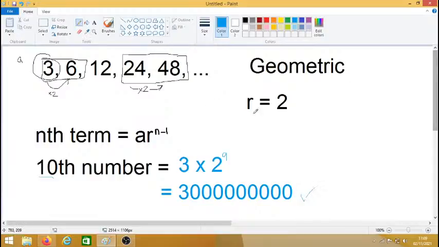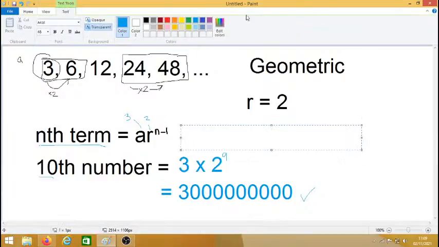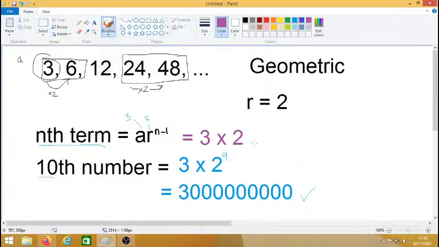How would you work out the nth term? We've got the formula here, so we just need to put the numbers in. A is 3, R is 2, and because we're working out the nth term, that's a general formula. We don't need to put anything in for n, we just leave n as n. So the nth term would be 3 times 2 to the power of n minus 1. And just leave it like that. There's no need to try and simplify it by multiplying the 3 and the 2, because the 2 has got a power next to it, so you just want to keep that separate.